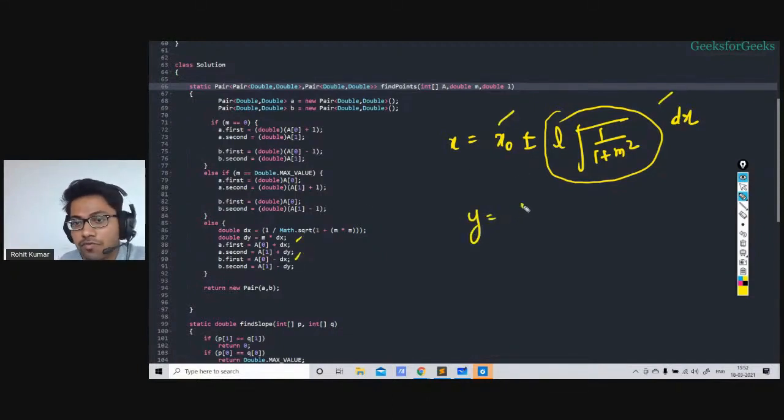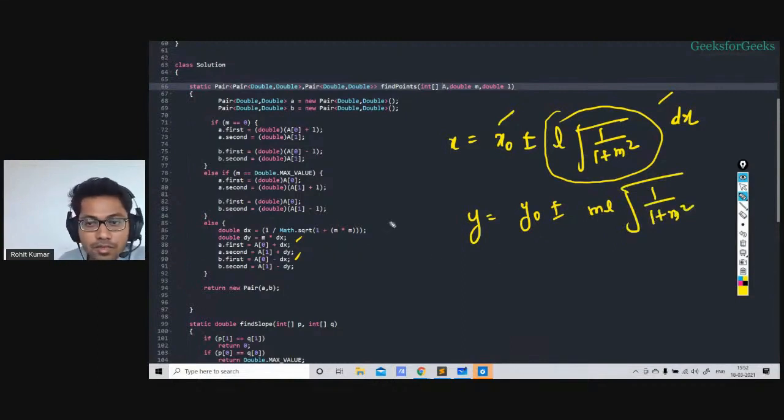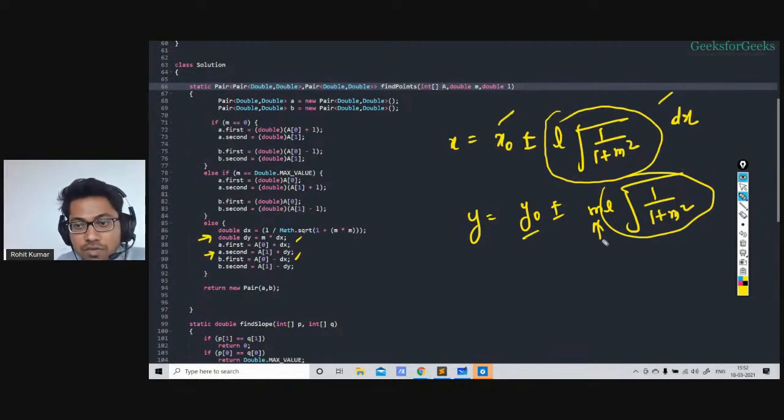Now if you look at the formula for y, we have y naught plus minus m L under root of 1 by 1 plus m square. So what is this becoming? This is just an extra m multiplied with your dx, and that is the reason in dy we have m times dx. And there you go, you have a dot second as y naught plus dy, and the second one as y naught minus dy. So we are returning the pair finally.